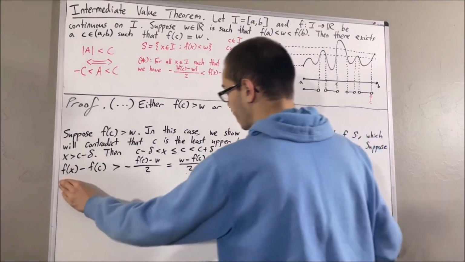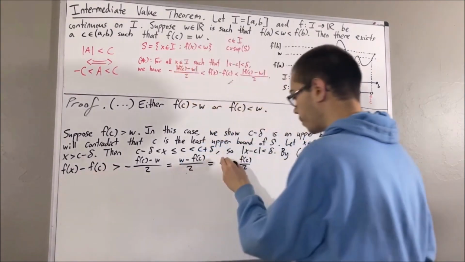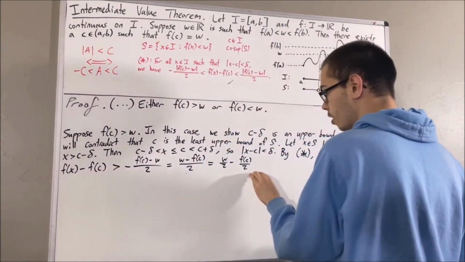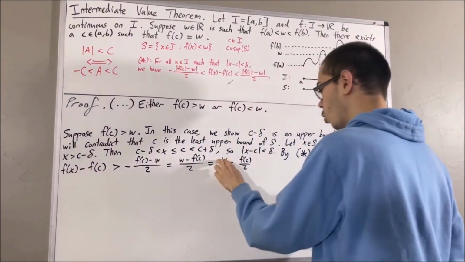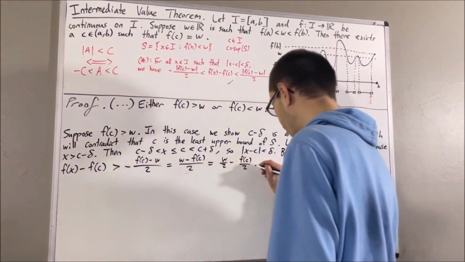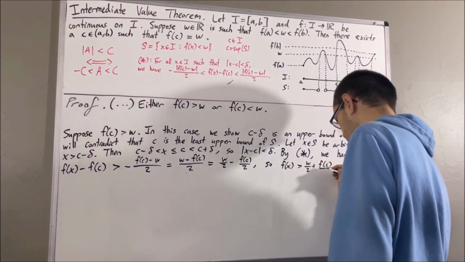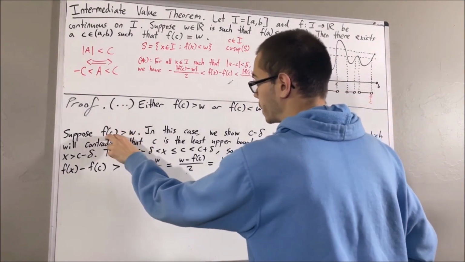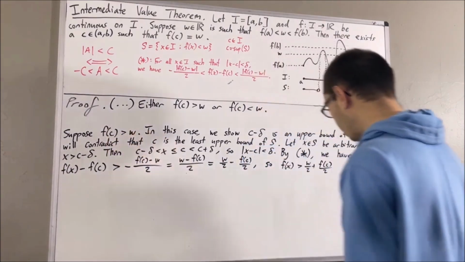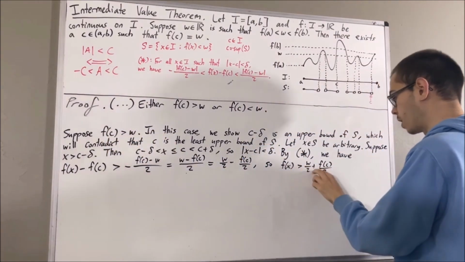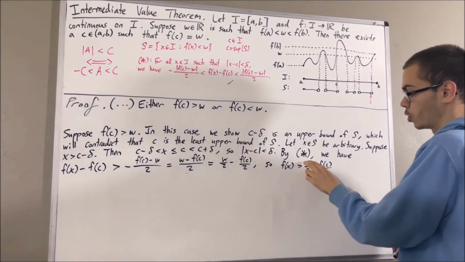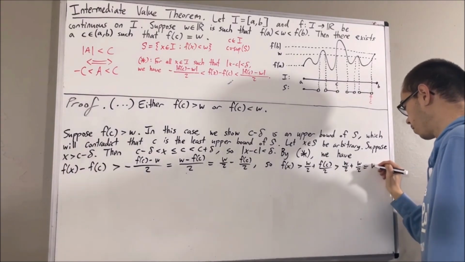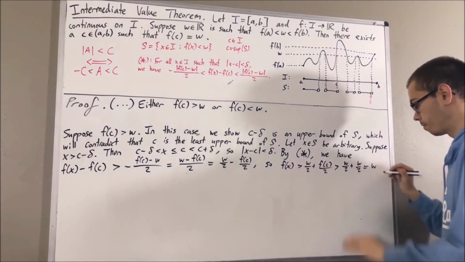So really, f of x minus f of c is greater than w over 2 minus f of c over 2. Well, if we add f of c to the other side, we get that f of x is greater than w over 2 plus f of c over 2. But then, since f of c is greater than w, we have that f of c over 2 is greater than w over 2, and therefore w over 2 plus f of c over 2 is greater than w over 2 plus w over 2, which is equal to w. And so f of x is greater than w.